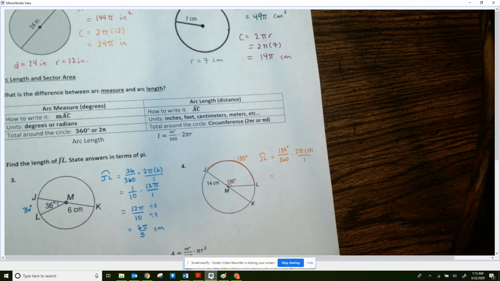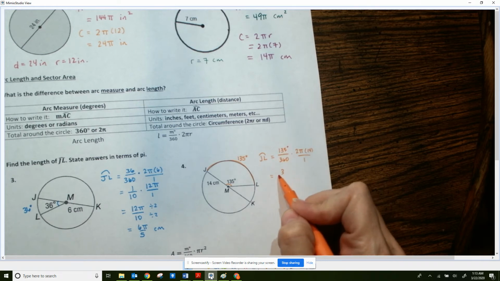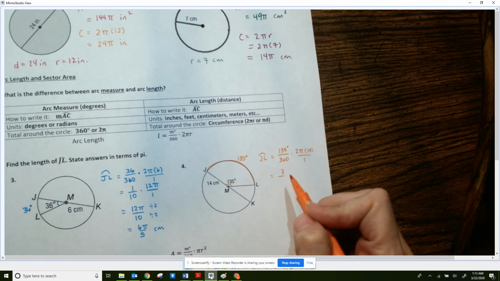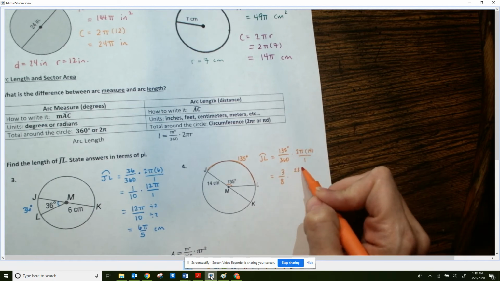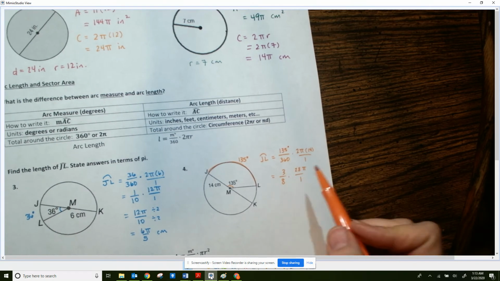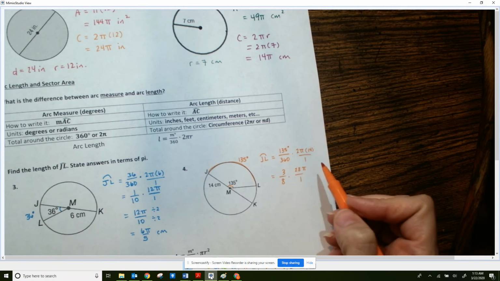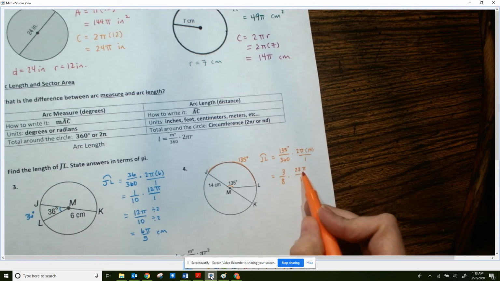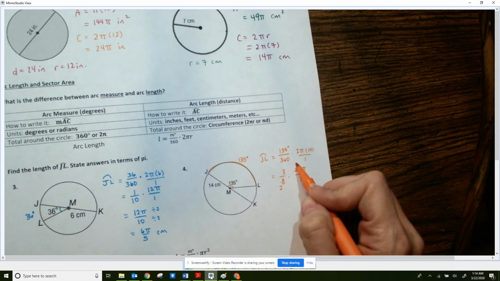135 and 360 are both divisible by 45. So if I simplify that fraction, 45 goes into 135 3 times, 45 goes into 360 8 times, and then 2 times 14 is 28 pi over 1. I can also simplify from here. 8 and 28 are both divisible by 4. So let's simplify that before I multiply. That way I don't have to multiply 3 times 28. So 4 goes into 8 2 times. 4 goes into 28 7 times.